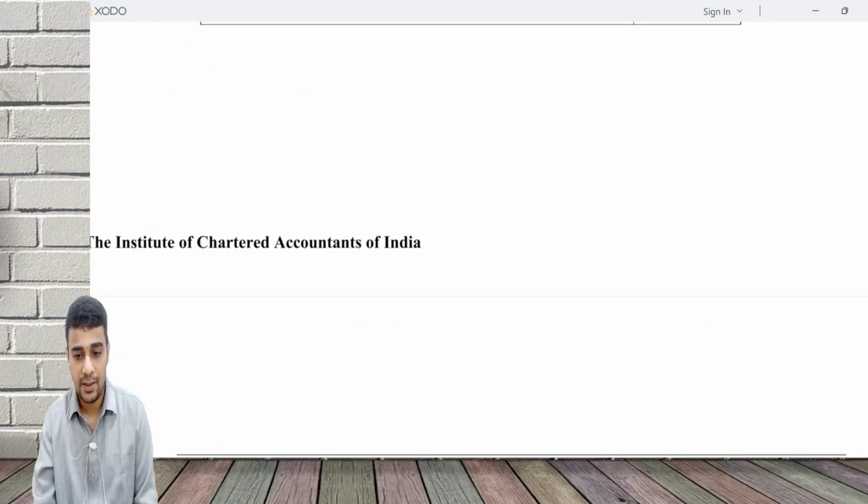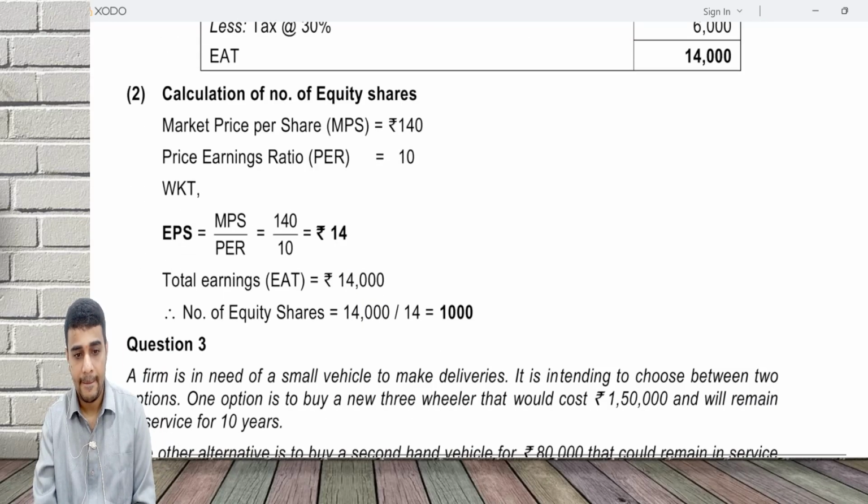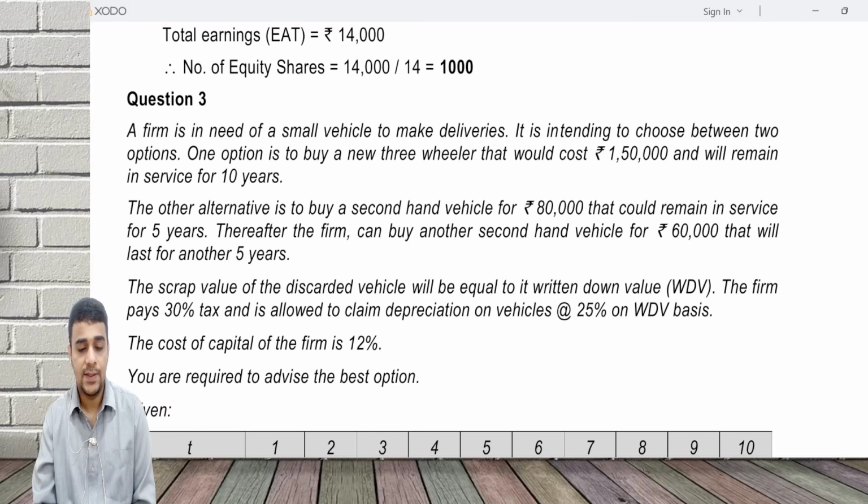The statement is here. Let's move to question 3. This I felt was among the trickiest of the lot, because it involves a lot of calculation and one concept is needed. A firm is in need of a small vehicle to make deliveries. It is intending to choose between two options.